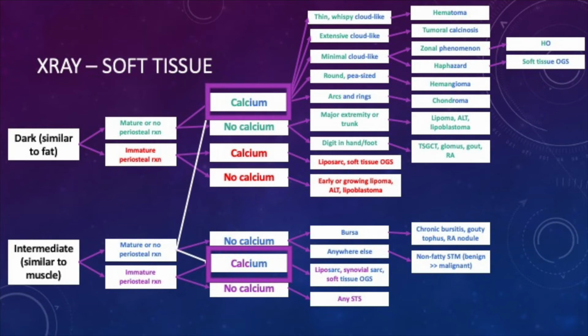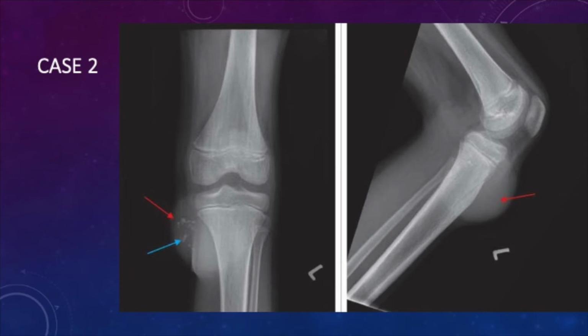So this could be one of those sarcomas we just mentioned. So if we're going to answer these top questions, then we need to look at the calcium itself and characterize it. So when we look at this calcium, we have a few cloud-like nodules of calcium. They're not smooth and round like you would expect for a phlebolith. They're not wispy and feathery. It's not extensive, it's only a small part of this lesion, and it's certainly not arcs and rings of calcification similar to a chondroid tumor. So I would characterize this as minimal cloud-like calcification.